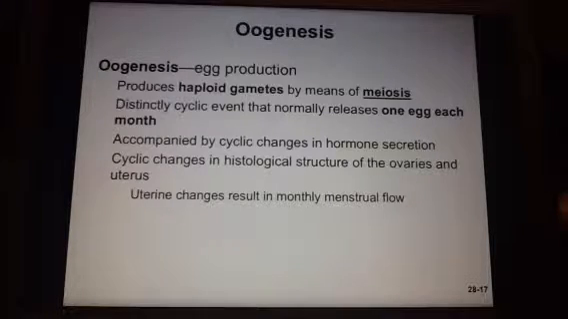It only releases one egg each month, and that is accompanied by cyclic changes in the hormones and also in the structure of the ovaries and the uterus. The uterine changes that we see are the result of our monthly menstrual flow.